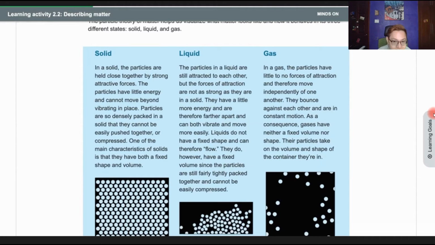They do, however, have a fixed volume, since the particles are still fairly tightly packed together and cannot be easily compressed. You cannot just compress it easily. Of course, gas you can compress quite easily, but not liquid. Solid you cannot even compress further. I mean, of course, in theory you can compress it, but a tremendous amount of force is required for that.